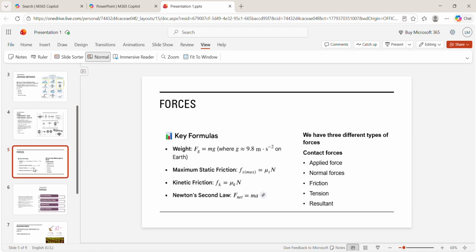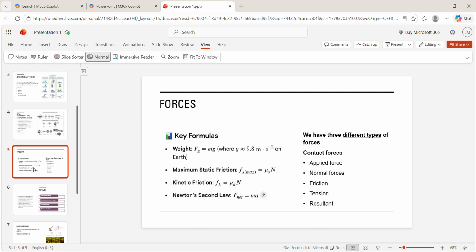So next we're going to be looking at forces. We have formulas which show how some of the forces are calculated. First of all, we have the weight, which can be represented as Fg equals mg, whereby you have to be given the mass, and the gravitational constant is 9.8, which is multiplied by the mass. And then we have friction, which is calculated with the coefficient of friction and the normal force.